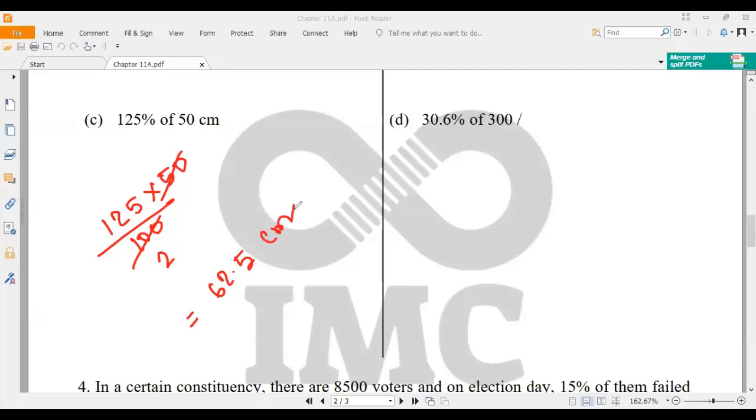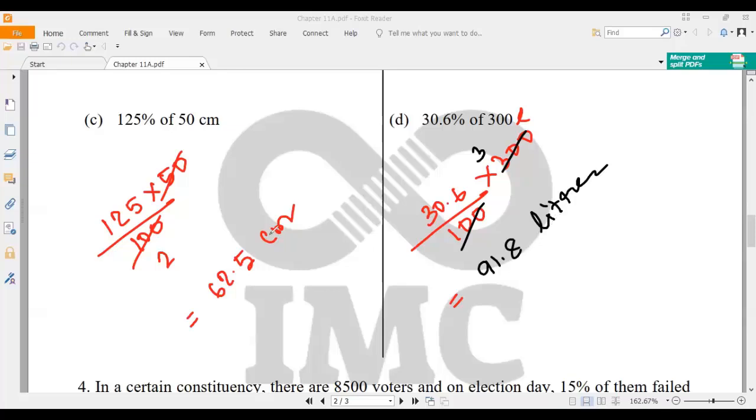62.5 centimeters. And 30.6% of 300 liters, that will be 30.6 by 100 multiplied by 300. So now if we just do the calculation, 300 by 100 will be 3, and 30.6 multiplied by 3 will be 91.8 liters. Simple. Very simple one.